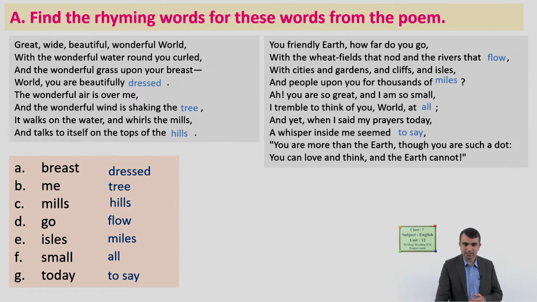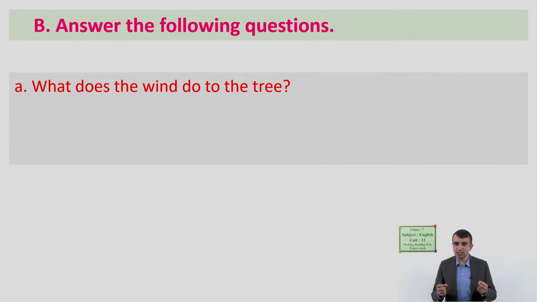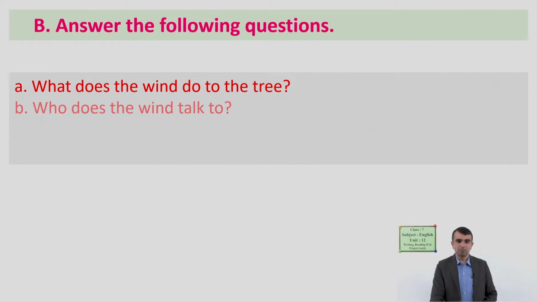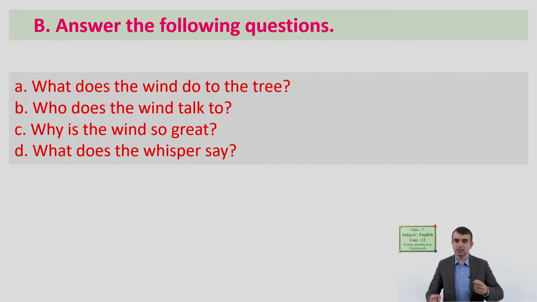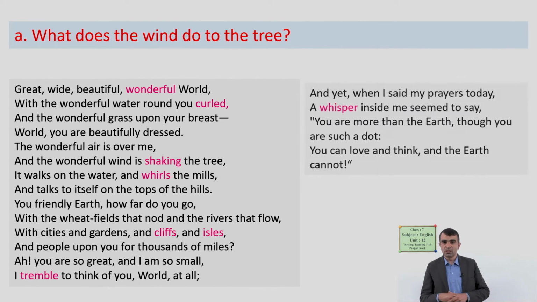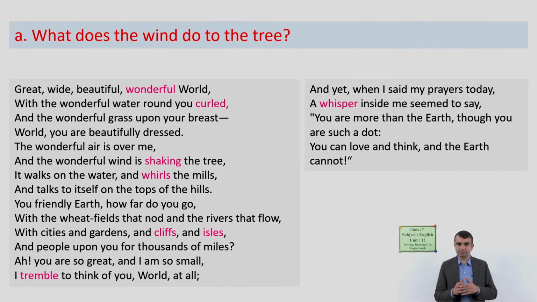Now, next, activity B. That is answer the following questions. Okay, there are some questions given. Number A, what does the wind do to the tree? B, who does the wind talk to? C, why is the earth so great? And D, what does the whisper say? Now let's try answering them. Are you ready? Okay, let's start with number A. What does the wind do to the tree? What does it do? Can you find here?